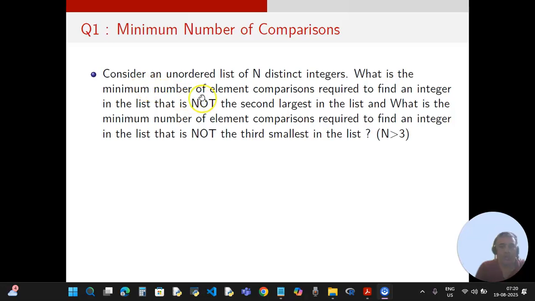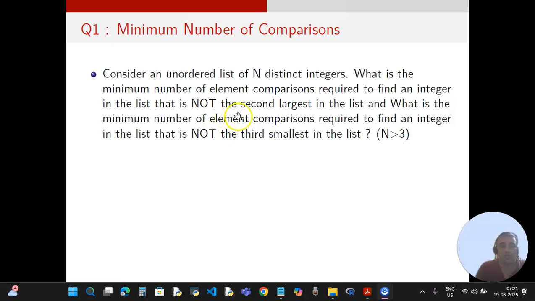You are given an unordered list of n distinct integers. What's the minimum number of element comparisons required to find an integer that is not the second largest? And similarly, what's the minimum number of element comparisons to find an element that is not the third smallest in the list? To solve this problem, let us take three elements from the list.